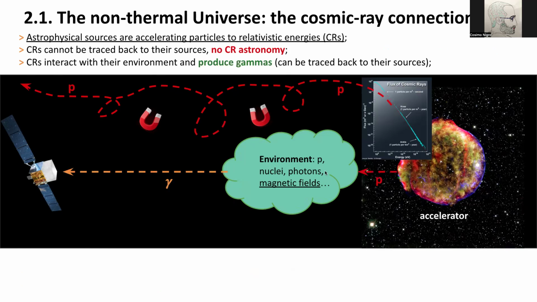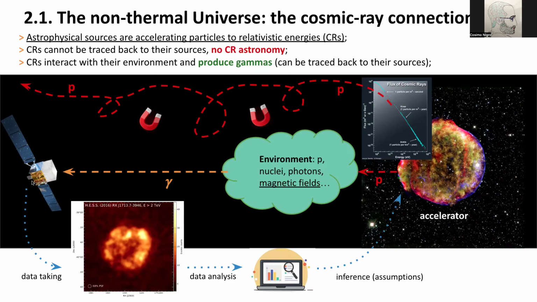And as we know, when charged particles, I just put P as protons for an example, when charged particles interact with this environment, they produce high energy radiation, right? So gamma ray astronomy, the detection of gamma rays, really brings about the possibility to do astronomy, right? Because we can trace back to the sources. We can trace these high energy photons produced by protons back to their sources.